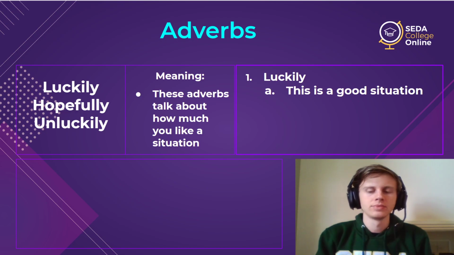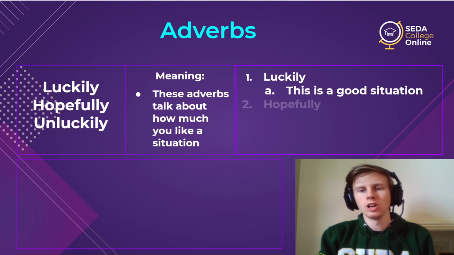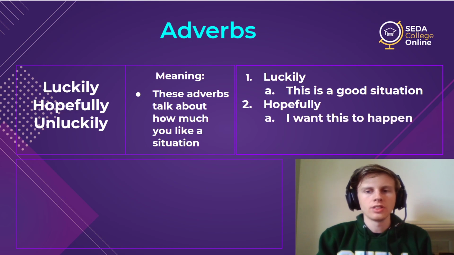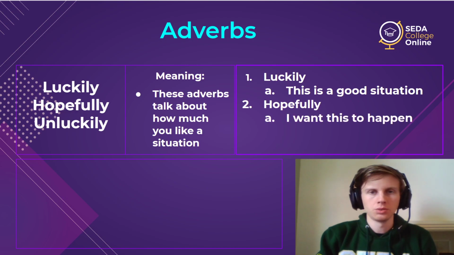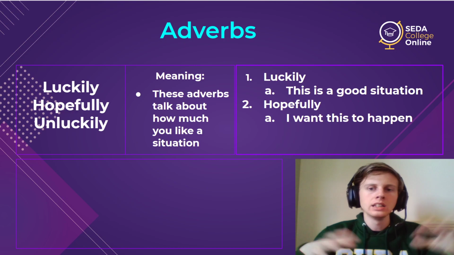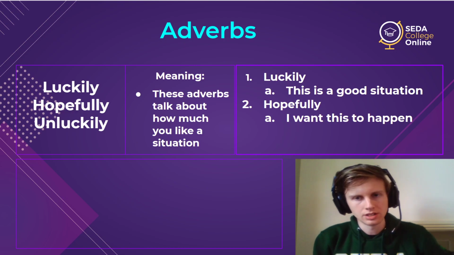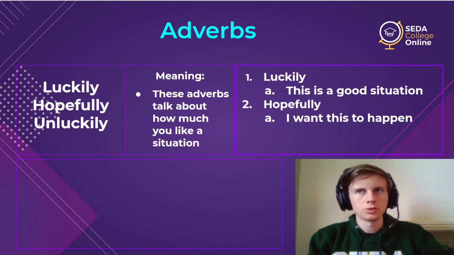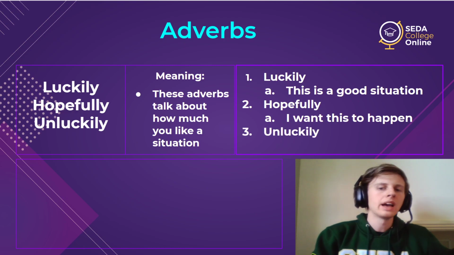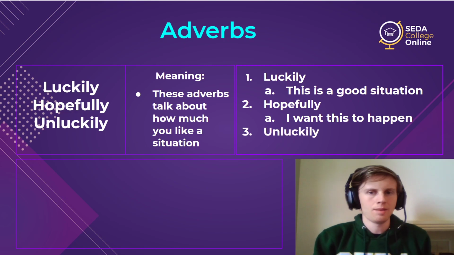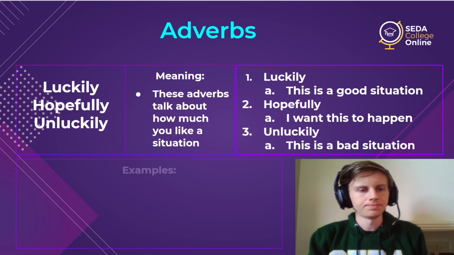I like it. On the other hand, hopefully is this is what I want to happen. So this one's more in the future. Luckily is now. The current situation is good. Hopefully is the future situation is good. Or this is the future situation I want. And then we have unluckily, which is the opposite. Just this is a bad situation.